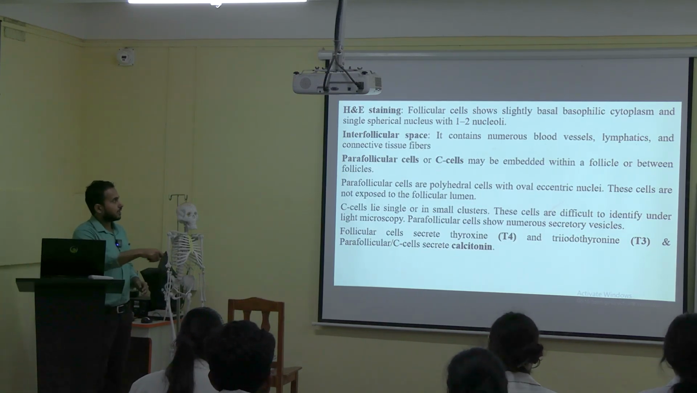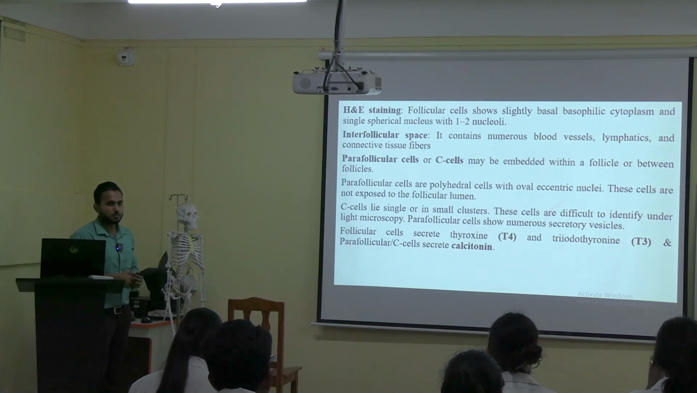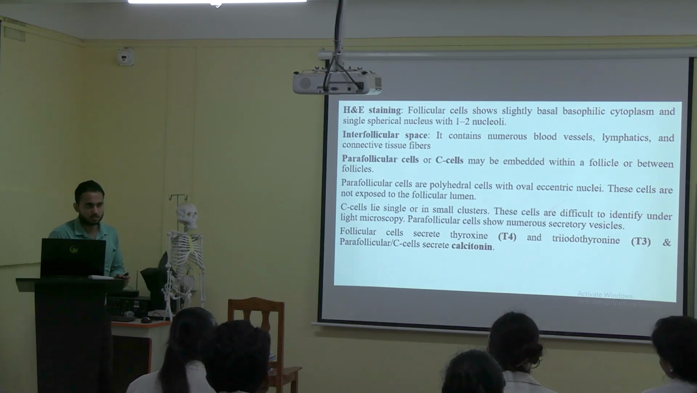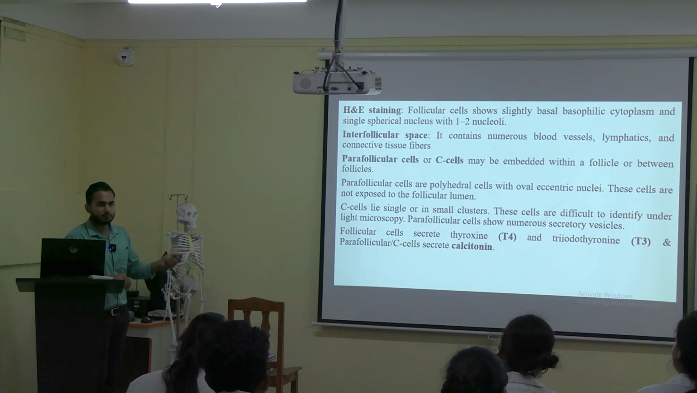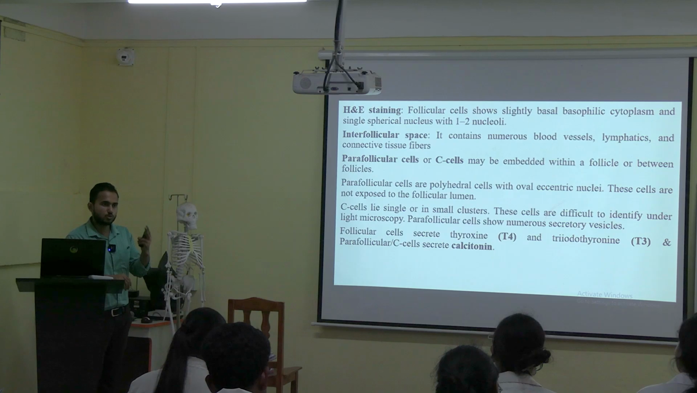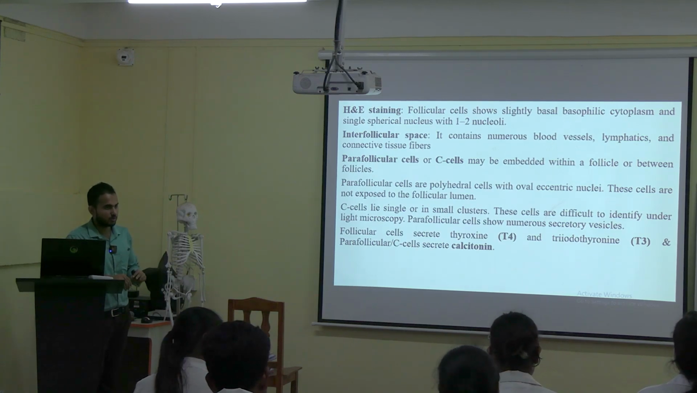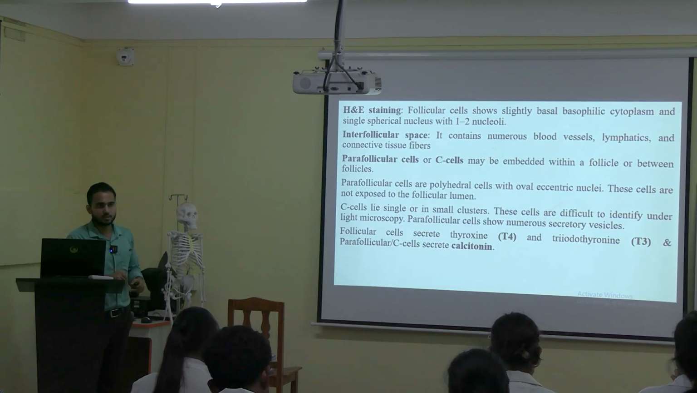Okay. Now, if you see the parafollicular cells, these are polyhedral shaped cells. Mostly they are in the form of clusters. Secretory vesicles are present in the parafollicular cell. Now, follicular cells secrete two hormones, T3 and T4, also called thyroxine and triiodothyronine. And parafollicular cells secrete a hormone called calcitonin.